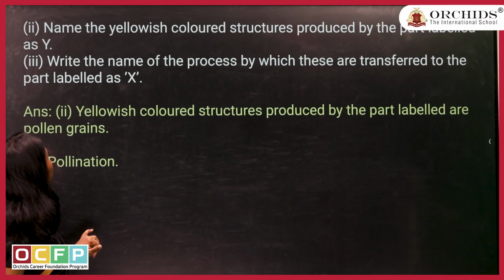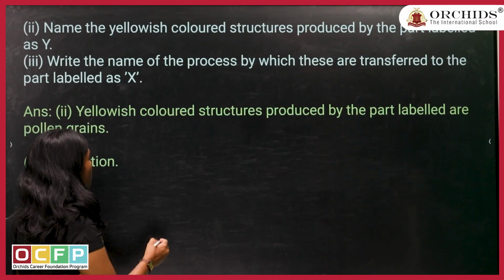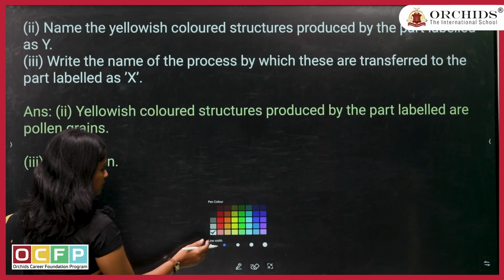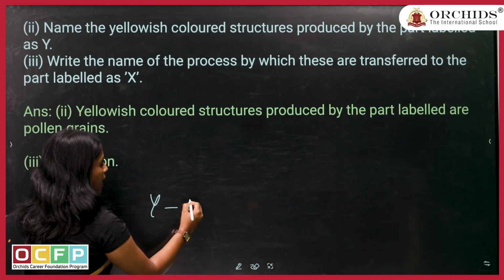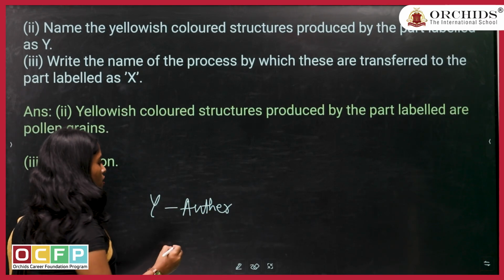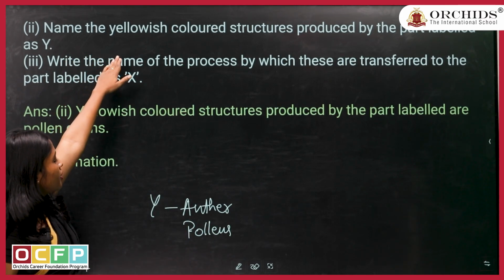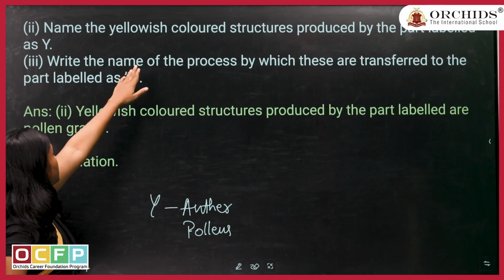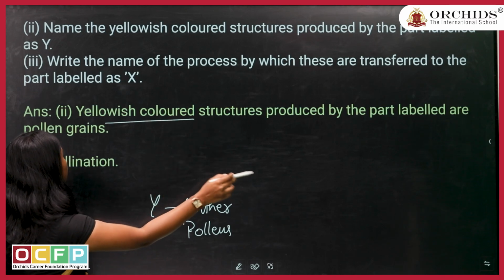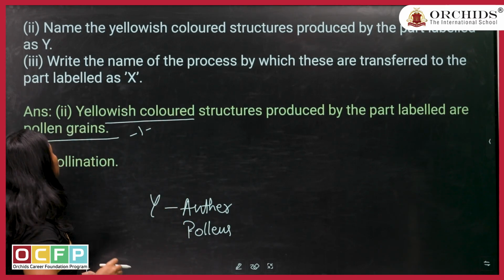Question number 2. Name the yellowish colored structures produced by the part labeled as Y. We know we have labeled Y as anther. Anther produces yellowish structures. Those are called pollens. So we have to name those yellowish structures. Those yellowish structures produced by the part Y are pollen grains. So that carries 1 mark each.